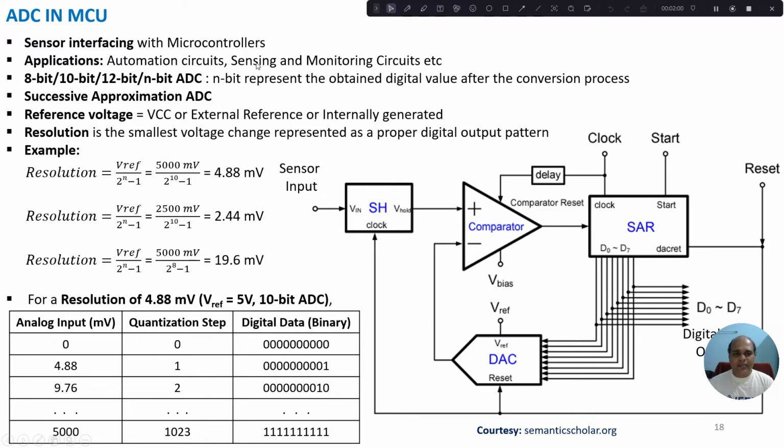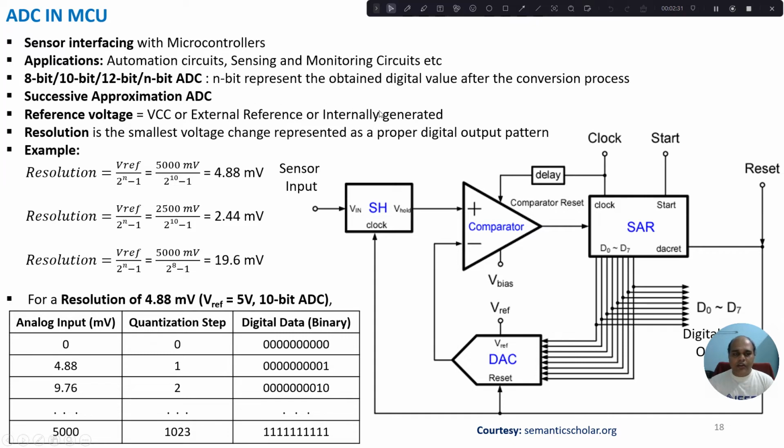Mostly, the ADC in a microcontroller comes in different formats like 8-bit, 10-bit, 12-bit, and generally we can say it is an n-bit ADC. What does this 8-bit, 10-bit, 12-bit or n-bit represent? It represents the digital value which we get after the conversion process. It takes an analog input, it gives a digital value. How many bits we use to represent this digital value is the n-bit value.